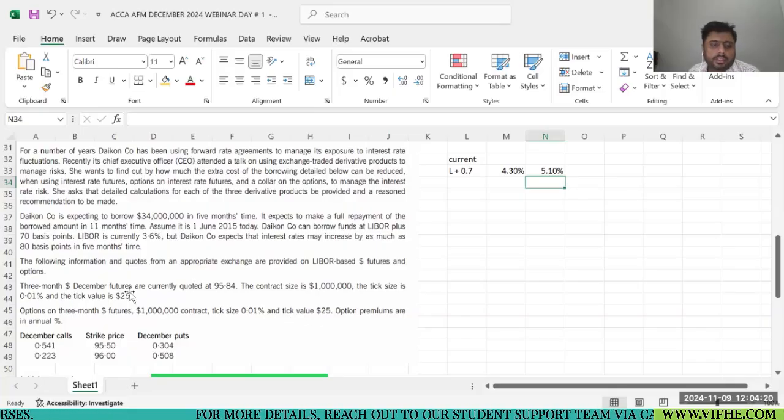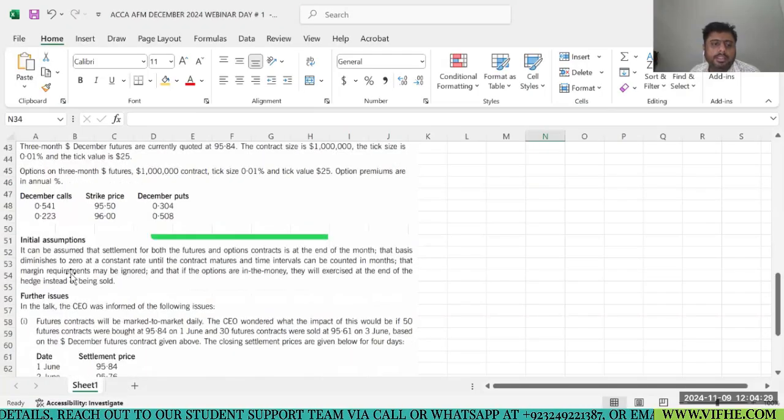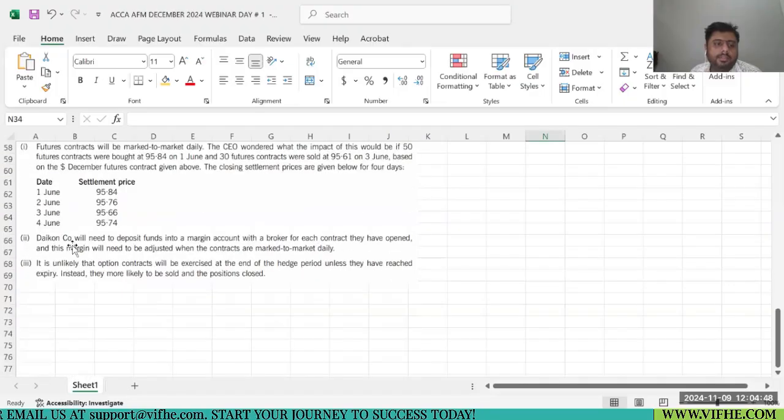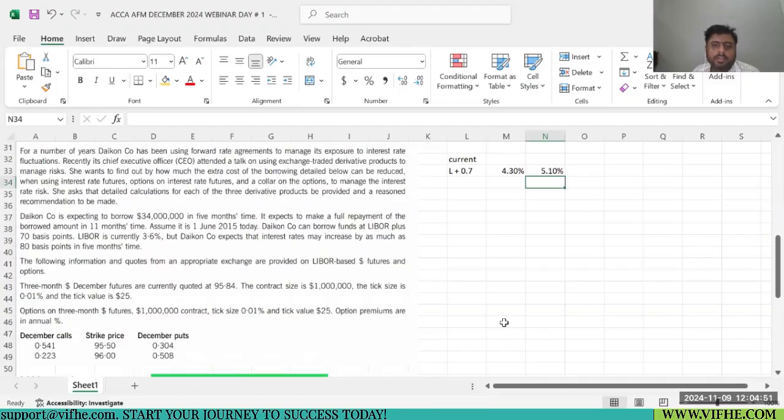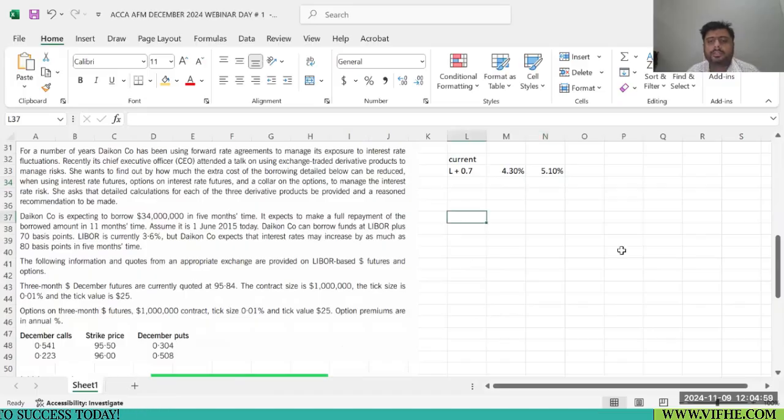Anyways, the first thing to go is about the futures, and then you have options on 3-month dollar futures. Again, you have some details about it. Initial assumptions: it can be assumed that settlement for both the future and option contracts is at the end of the month, that basis diminishes to 0 at a constant rate until the contract matures, and time intervals can be counted in months. That margin requirements may be ignored, and that if the options are in the money, they will be exercised at the end of the hedge instead of being sold. And then we have some further information as well. So the requirement of the question was which hedging tool is good for us. All right. Let's do it for futures first.